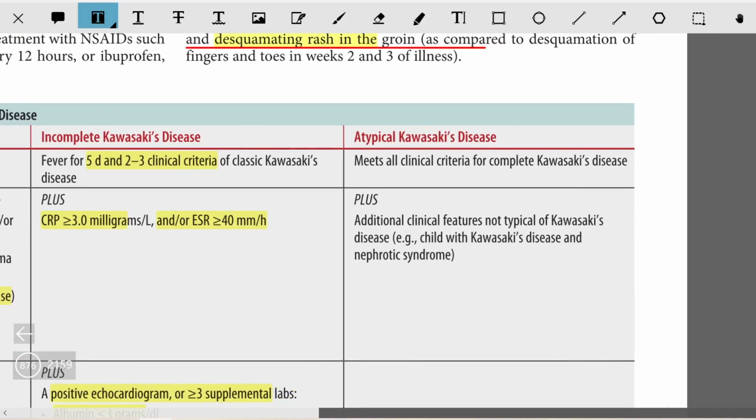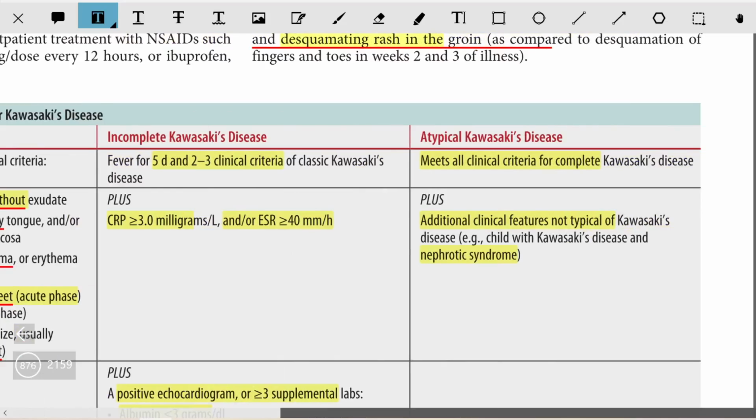So we rely more on the lab criteria and 2 to 3 clinical criteria rather than at least 4 of them. And atypical Kawasaki meets all the clinical criteria for complete, but along with that, patients have additional features that are not typical, like a child with Kawasaki syndrome and nephrotic syndrome. So these are not classical features of Kawasaki disease, right? So they can be atypical Kawasaki.